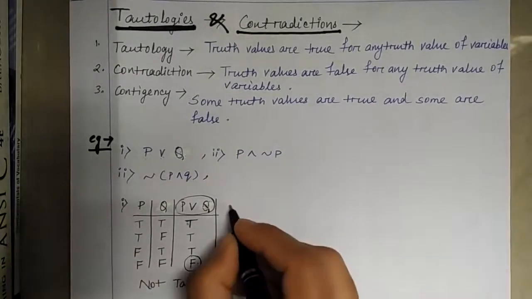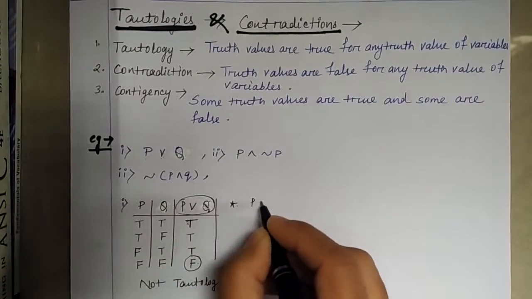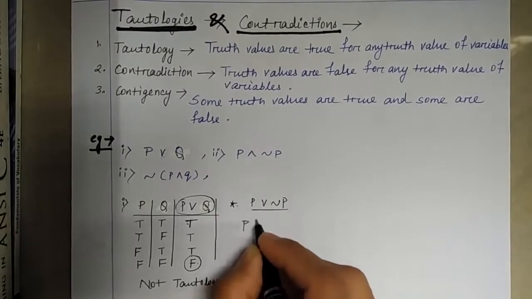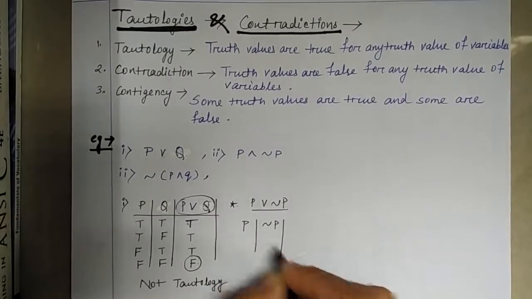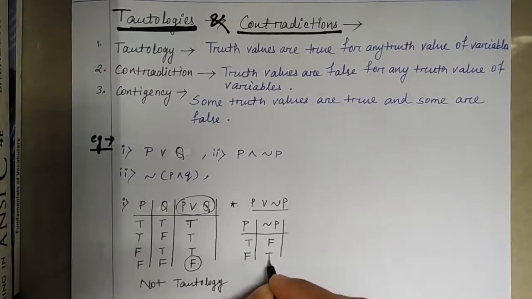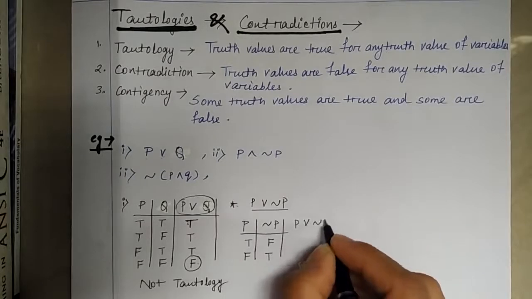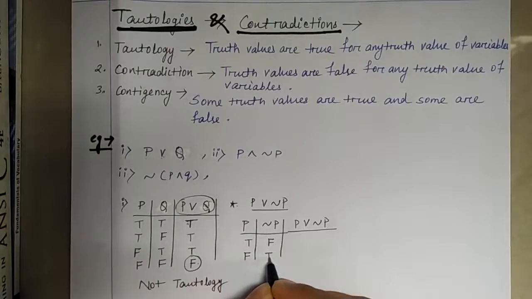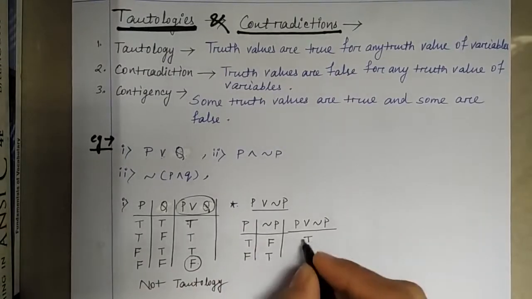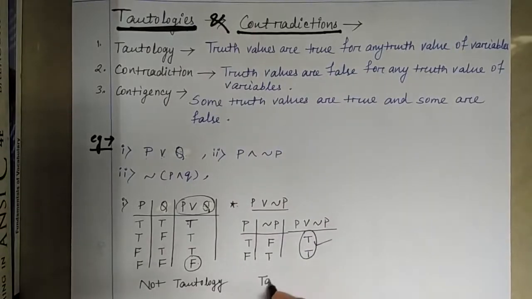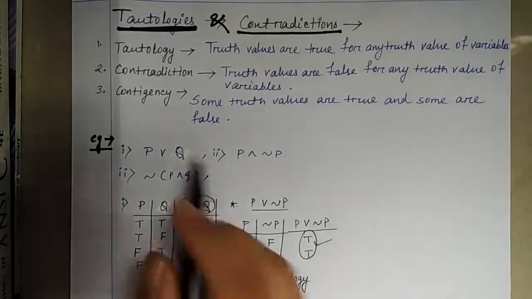Then let's say I'll take another example. P or negation P. Okay, so for P and negation P, only two columns you'll have. For true it is false and for false it is true. So when you perform P or negation P, in or, if either of the truth values is true, then you get the value true here. So in the last column you have got both values as true. So this is known as a tautology. Clear?